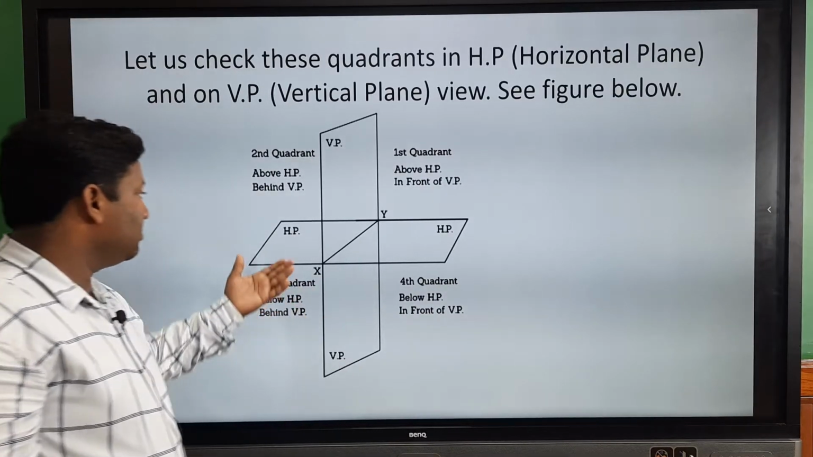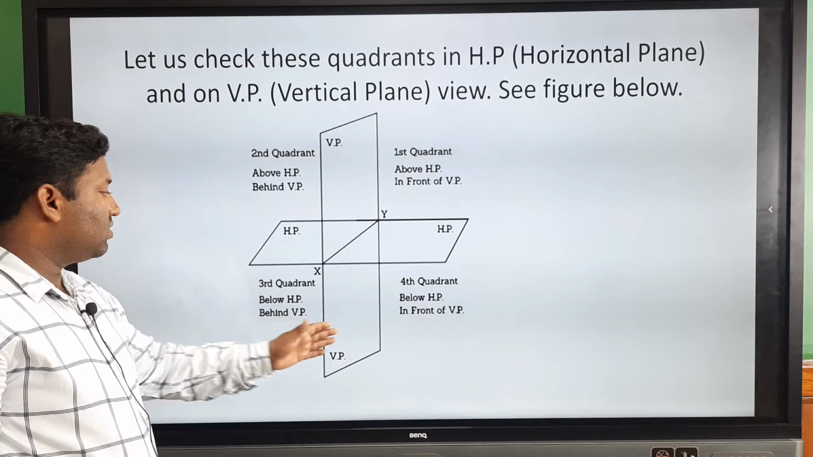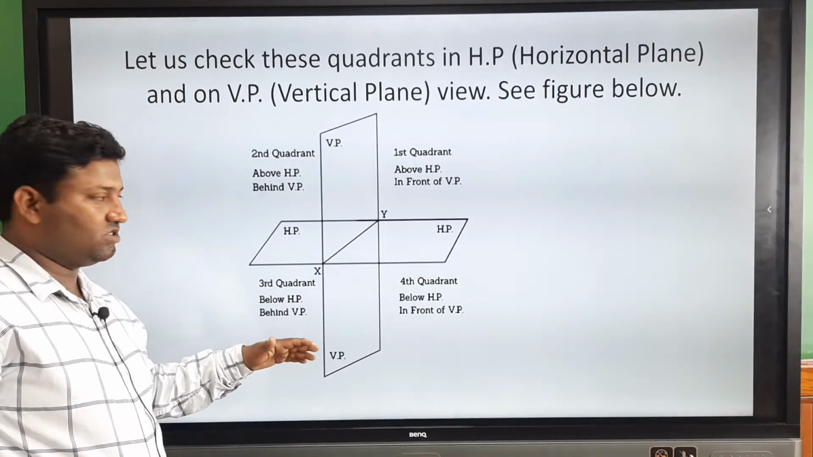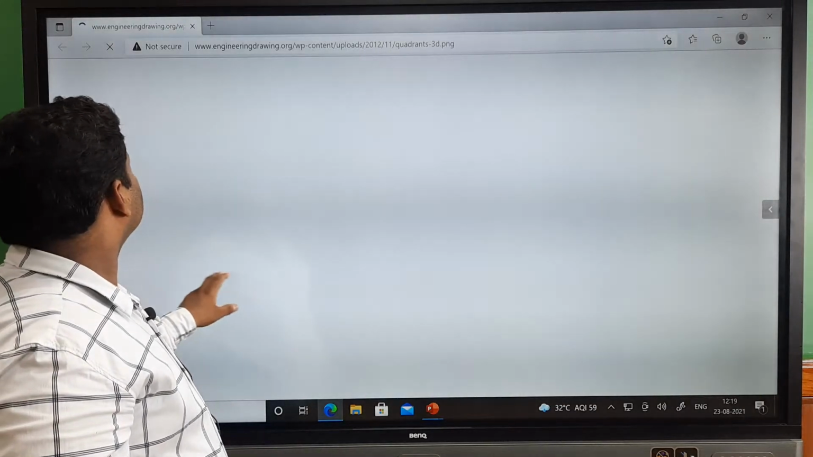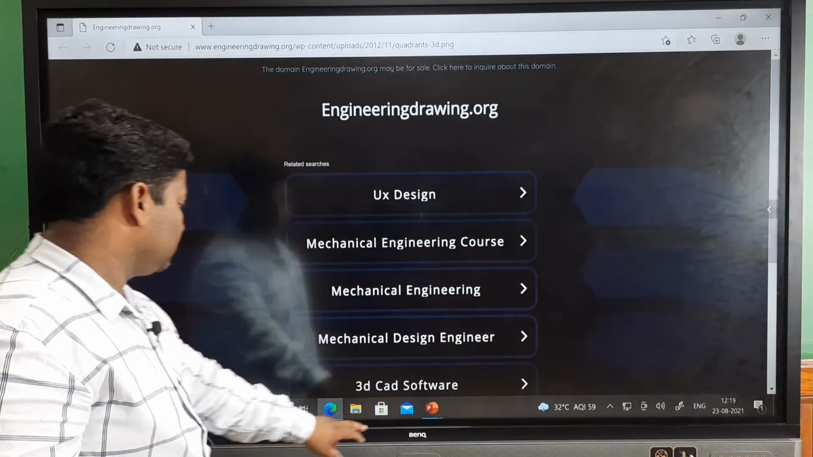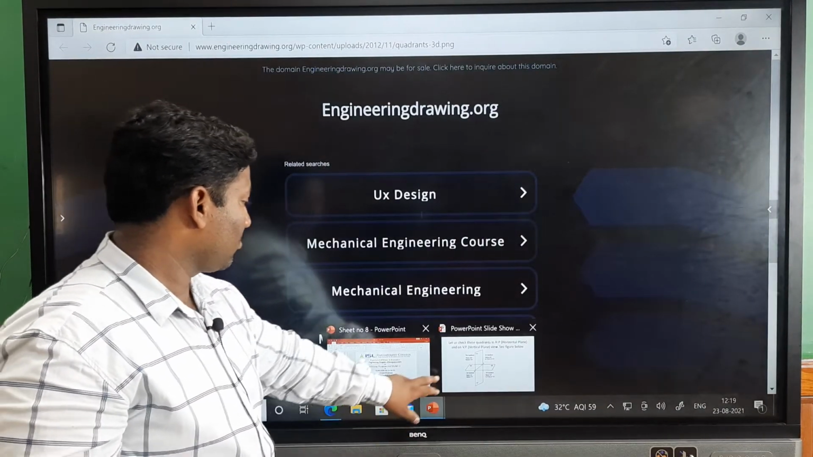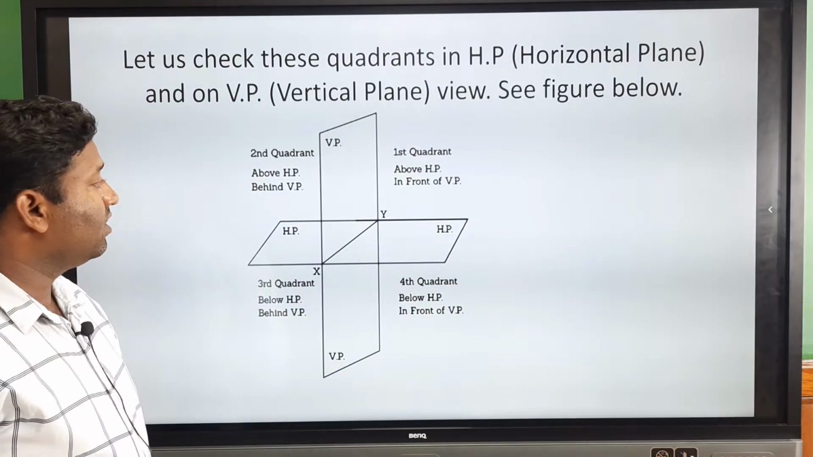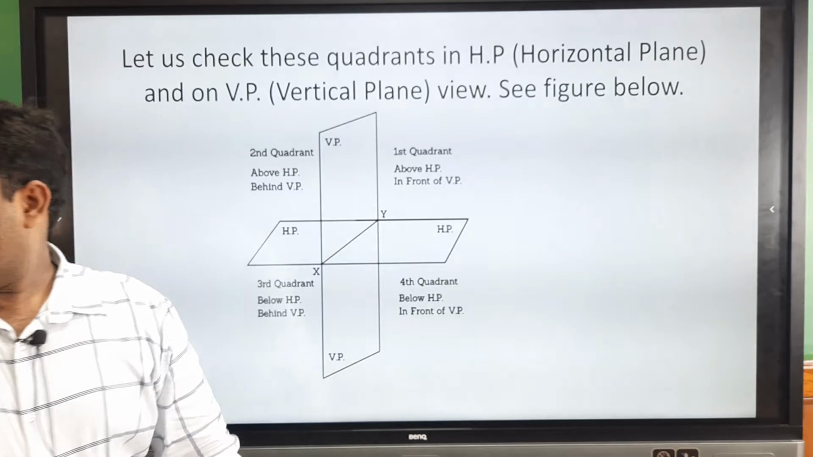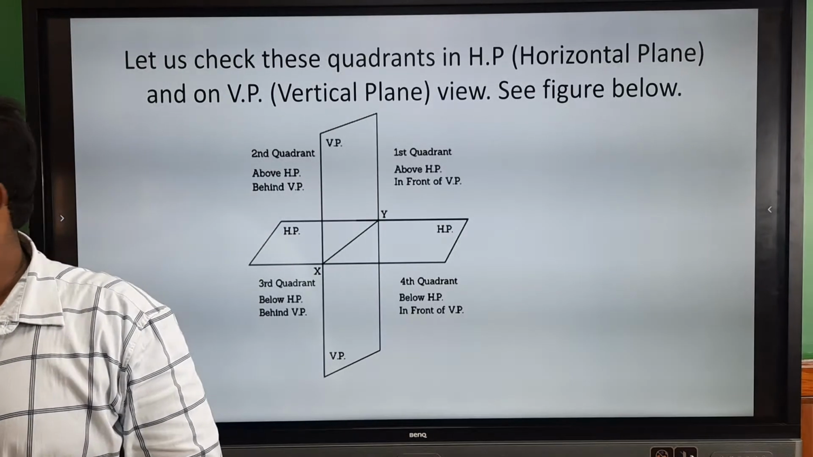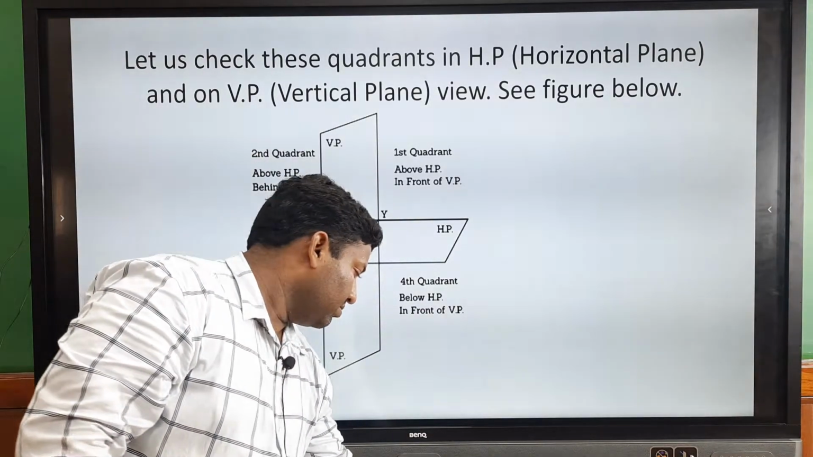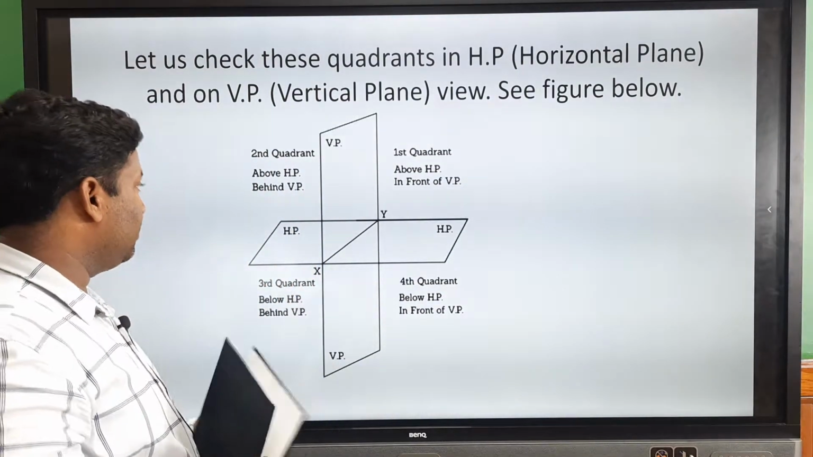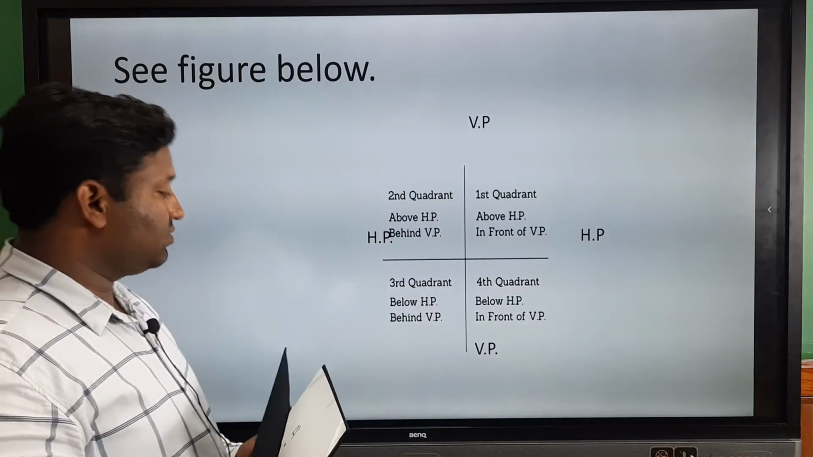Now, third quadrant, see here. At the third quadrant also we cannot see. Behind the VP is there and below the HP is there. So, okay, here up to here is there. So, now here I will represent this object with the help of the planes, suppose. Now, previously like this was there.